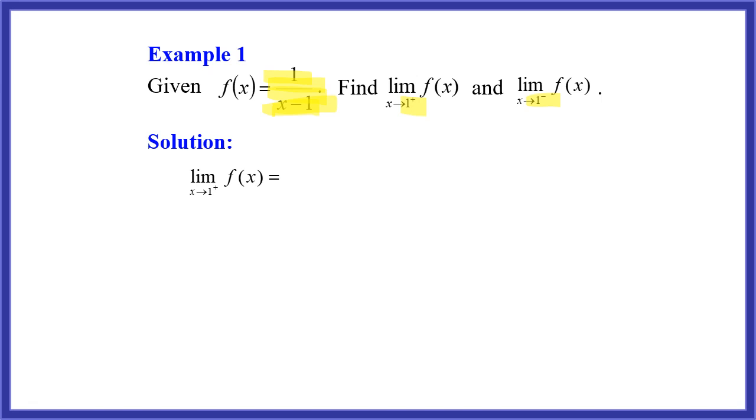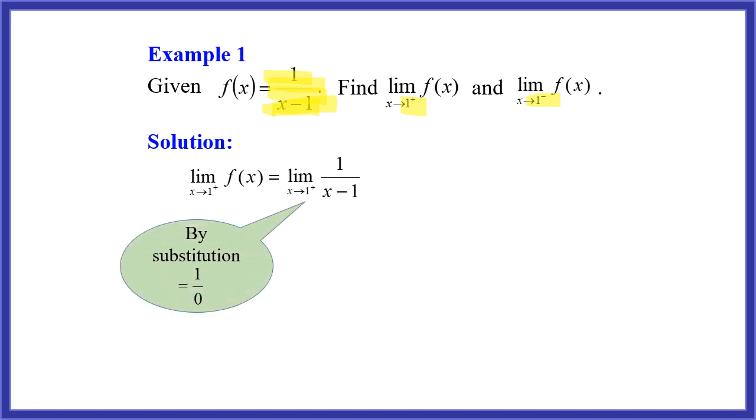So, how to find the solution? Usually, we directly substitute the value, right? So after we substitute the value, what do we have? We will have 1 over 0. Now from the right side, what we need to check is whether it approaches negative infinity or positive infinity, right?